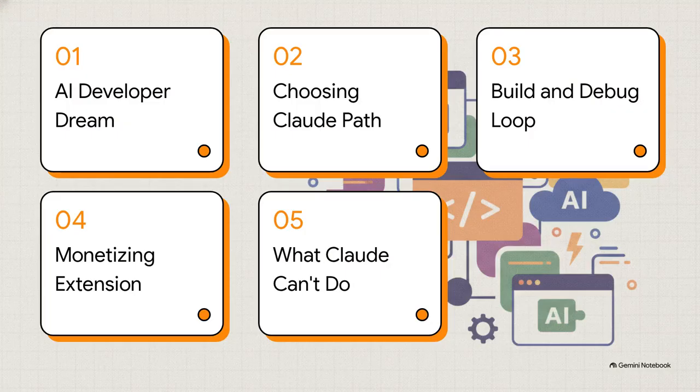So here's our roadmap for today. Number 1, the AI developer dream. 2, choosing your Claude path. 3, the build and debug loop. 4, monetizing your extension. And 5, what Claude cannot do.